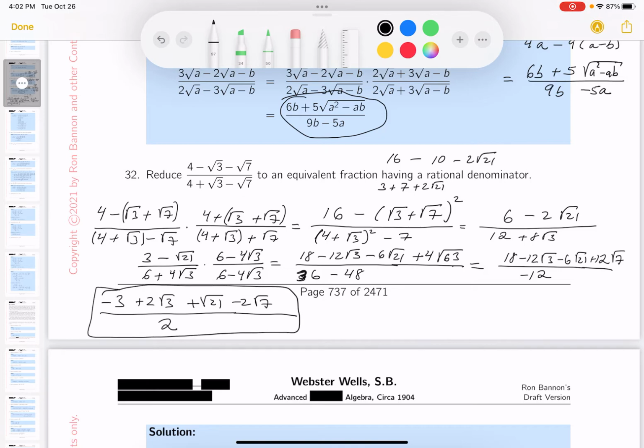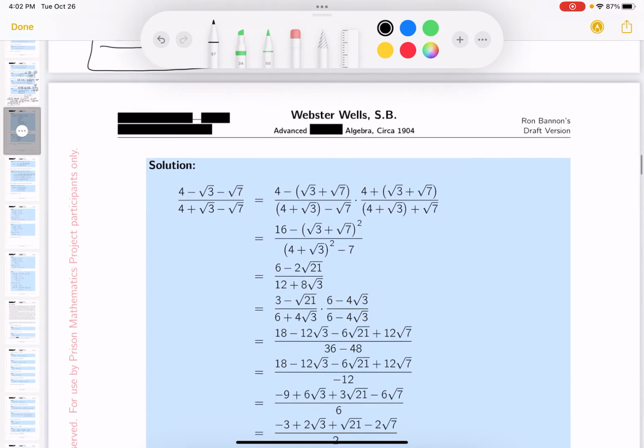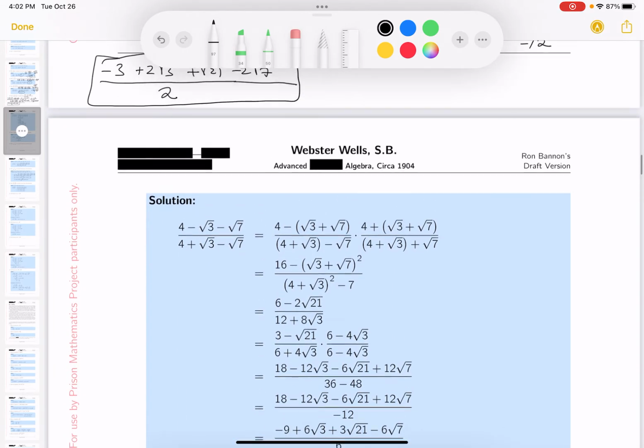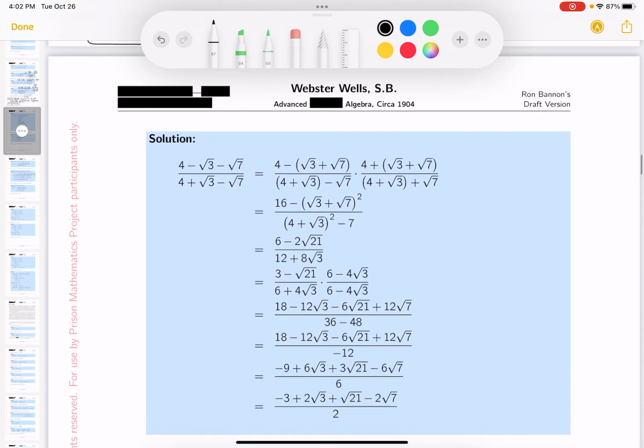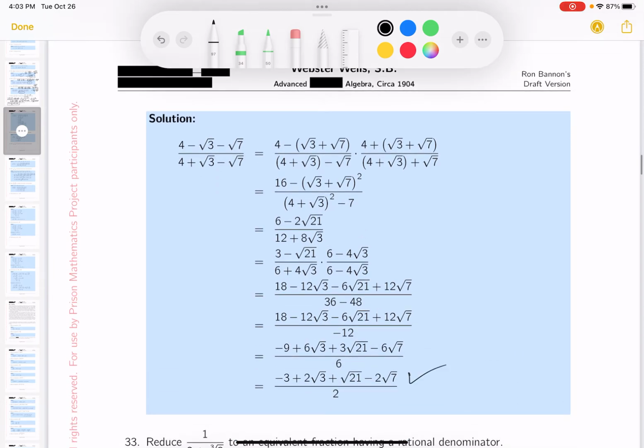Now, it's a tough problem. I'm not saying it's not. And I want to look at the answer and see if we've got it. All right, so I got the 2 on the bottom. I have the minus 3, 2 root 3s, plus root 21, minus 2 root 7s. So I'm feeling pretty good about it. But it's a lot of work.